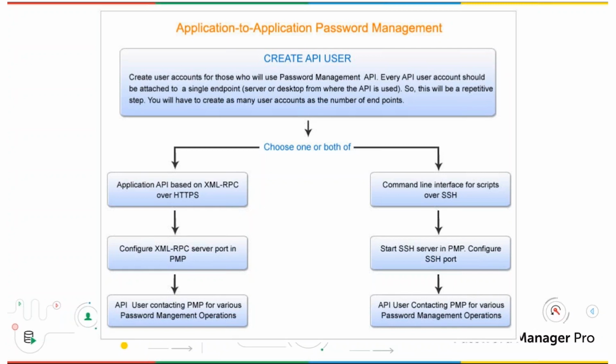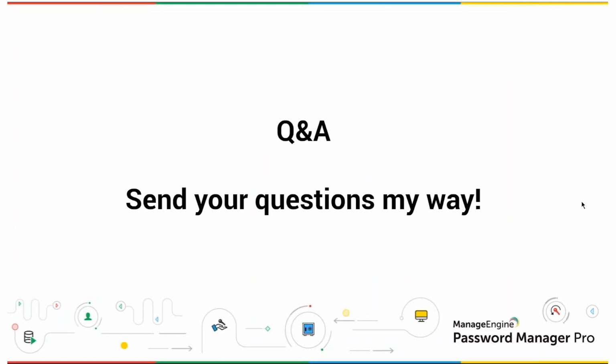How the authentication works is that XML-RPC uses certificate-based authentication, whereas the SSH CLI-based API uses a public-private key for authentication. If you need any examples, feel free to contact us using Password Manager Pro support at ManageEngine.com, or you can also drop me a direct email to get the examples of any APIs that are available and supported in Password Manager Pro. So let's allot a few minutes for questions and answers.